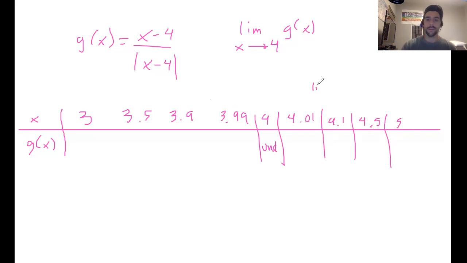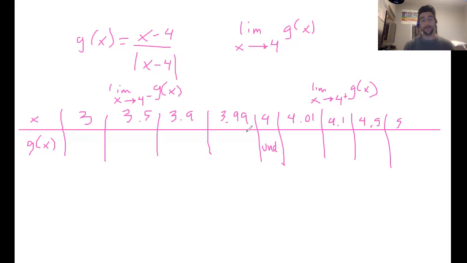But this is essentially evaluating the limit of this function as we approach from the right side of g of x, and then the limit as we approach from the left side of the function g of x as it approaches the value of 4. And we're curious, do they have the same value? If they do, the limit exists at that value. If they have different values, the limit of this function does not exist for when x is approaching 4.